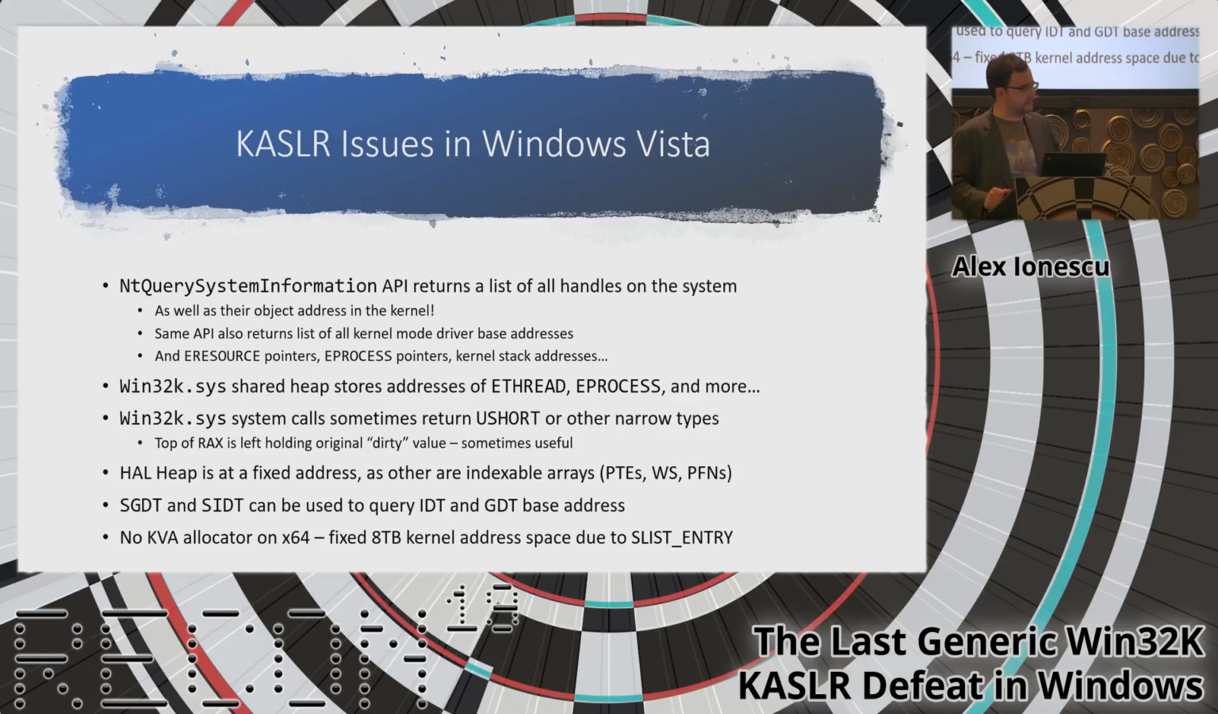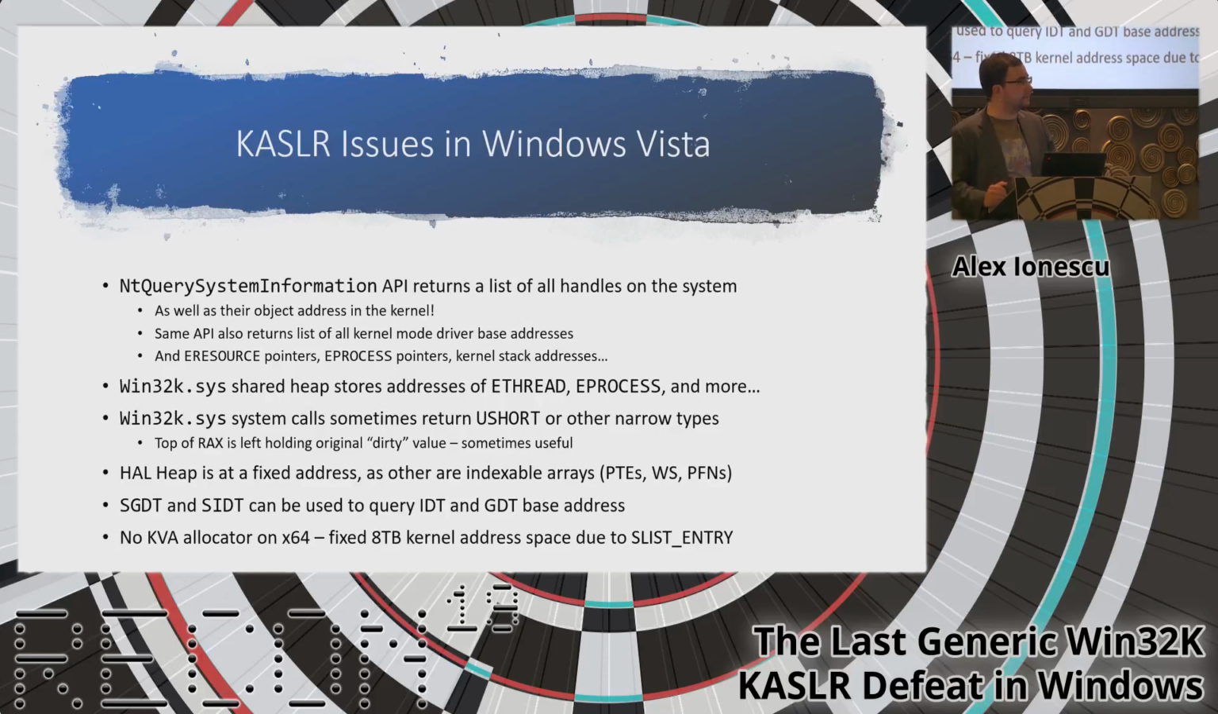You had data structures like the HAL heap, which the kernel allocated at a fixed address. You had indexed arrays, like the page table entry array, the working set array, the PFN database array. These are all at fixed addresses. So even for remote attackers, getting the kernel was pretty easy because you had all these fixed blobs of memory. At a harder level, you have instructions on x86 like SGDT and SIDT that give you the base address of kernel data structures. So the CPU itself is helping you out by telling you where things are in the kernel.